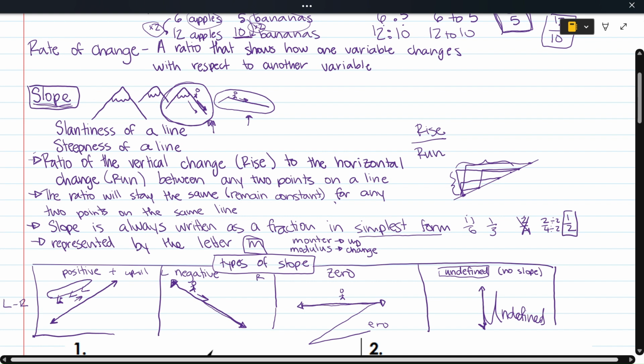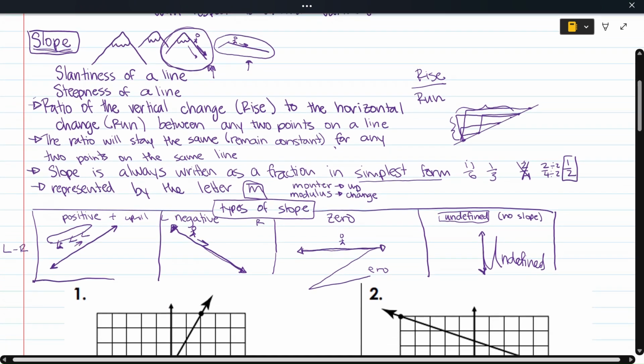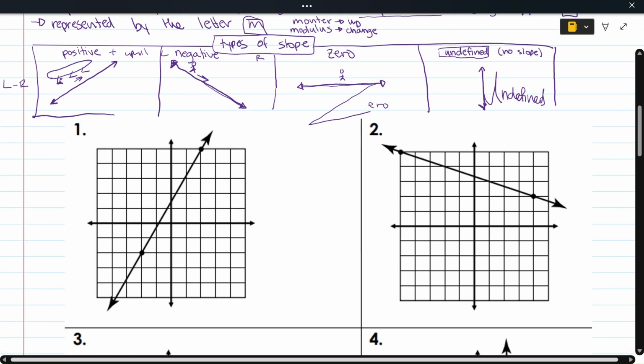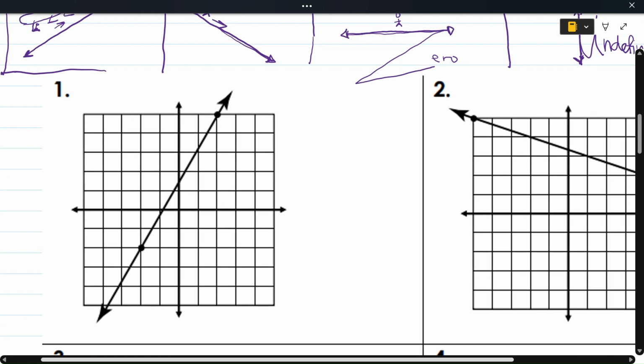So positive, going up the hill. Negative, going down the hill. 0, just walking along, just walking on the sidewalk on flat ground. And then undefined is I need special equipment to scale it. Is how I like to remember those. What does it mean? It's a great question. I would love to tell you. Here are some examples that I'd like to go through with you.